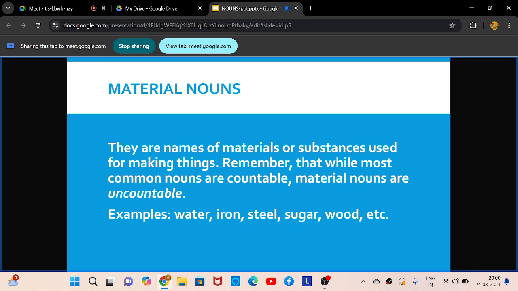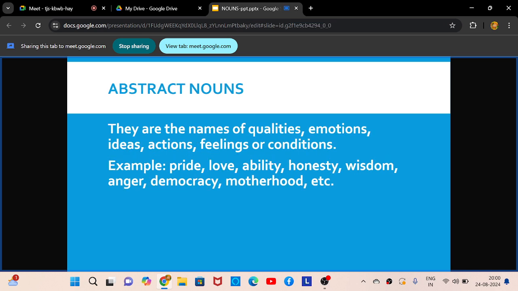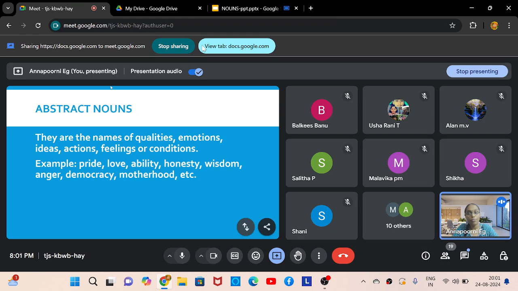Then we completed material nouns and finally moving to abstract nouns. Abstract nouns is really interesting. At the same time, you will come to know a lot of things from this. Abstract nouns നമ്മൾ ഒരുപക്ഷെ സ്കൂളിൽ നിങ്ങൾ ഡീറ്റെയിൽഡ് ആയിട്ട് പഠിക്കാത്തൊരു ടോപ്പിക് ആയിരിക്കും, but this is very important because they are the names of qualities, emotions, ideas, actions, feelings or conditions. So what are abstract nouns? They are the names of qualities or emotions or ideas, actions, feelings or conditions.